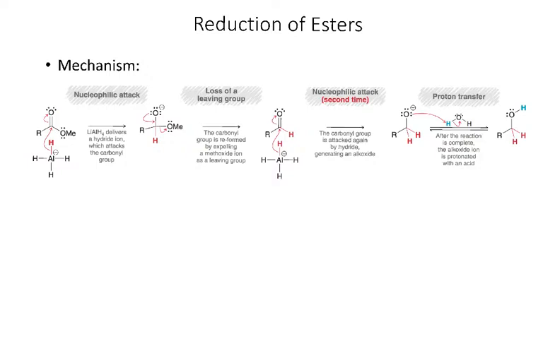And even though we've seen this mechanism before, it may be helpful to look at it again. We start with a nucleophilic attack. The hydride from the lithium aluminum hydride acts as our nucleophile. We then have the loss of the alkoxy group as a leaving group. Then we have a second nucleophilic attack. Again, the hydride is coming from the lithium aluminum hydride. And we end up with this charged alkoxide ion. The final step is a proton transfer to give us the primary alcohol.